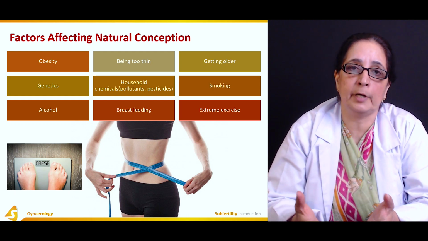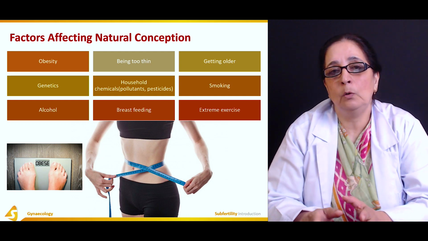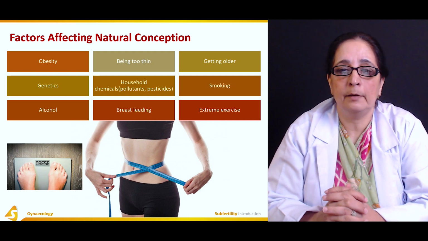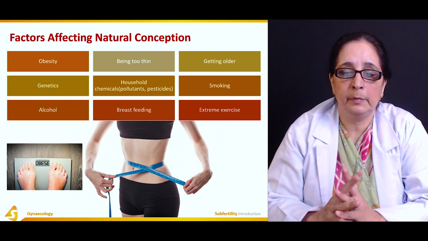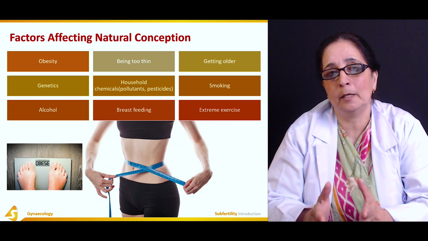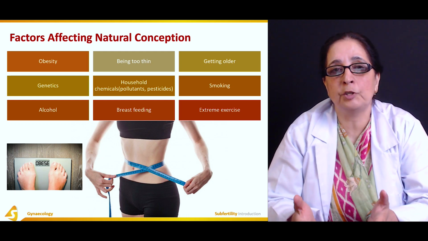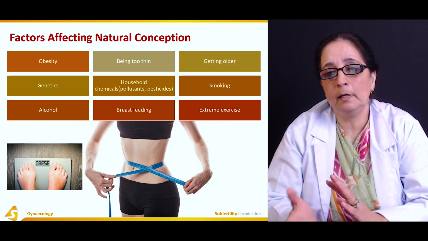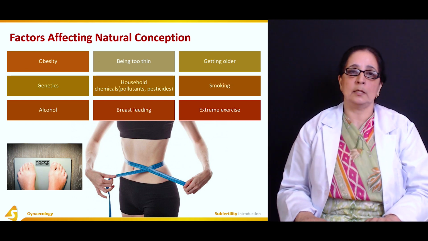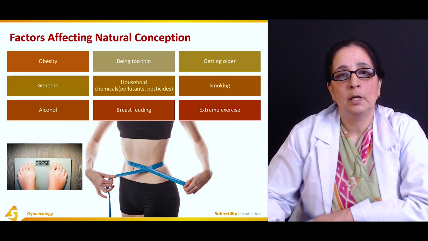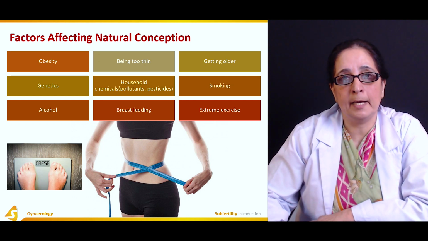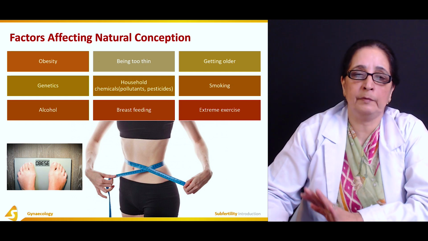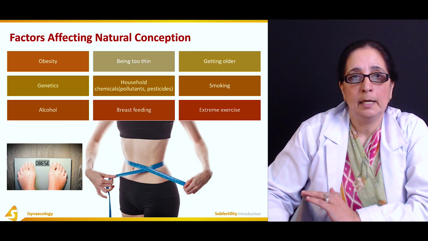Breastfeeding gives natural protection against conception. Females who are lactating their babies usually don't have cycles, and if no cycles, there is no conception. So the time during which females are lactating their babies is considered a natural contraception. Similarly, extreme exercise also affects natural conception by changing the weight and changing the ovulation pattern of the female. So all these factors play a very important role in natural conception.